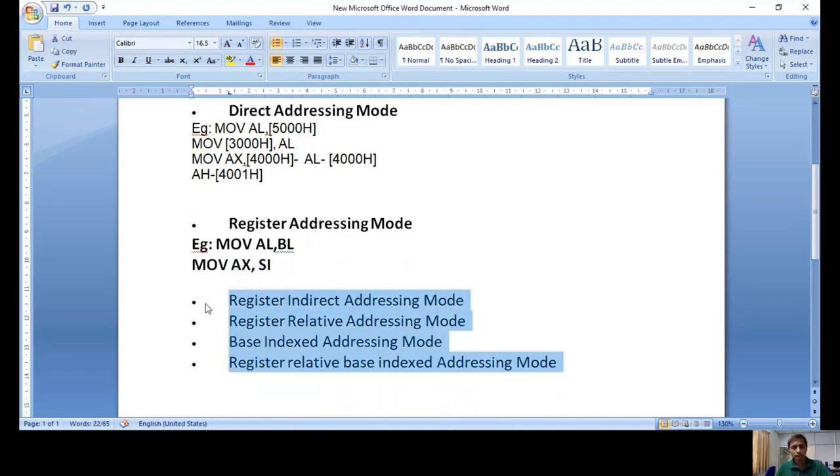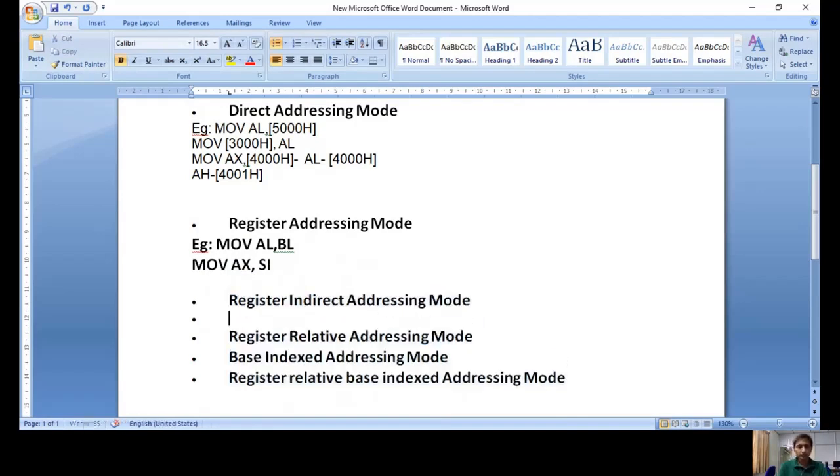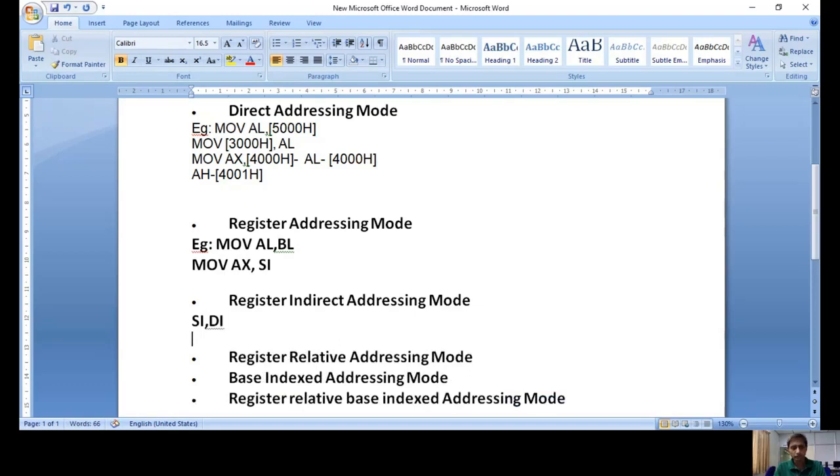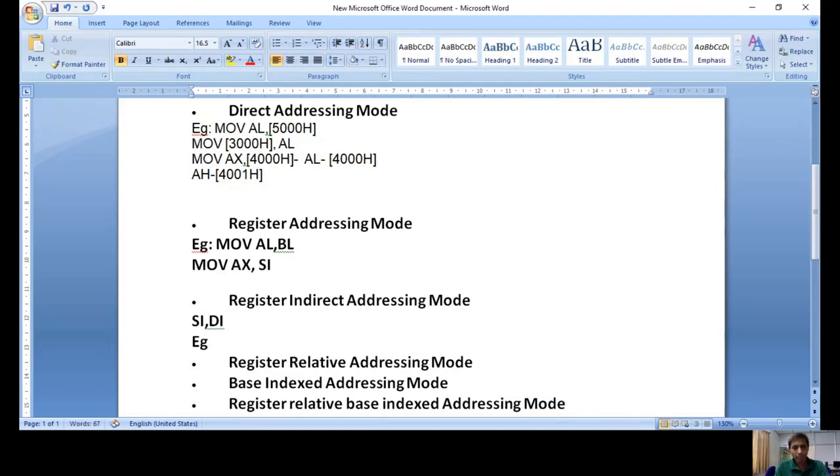Coming to register indirect addressing mode. The name itself says it is also one type of register addressing mode, but we use one register indirectly. Preferably, between the source operand and the destination operand, one must be a register that is declared indirectly. Let us see what indirectly means. Generally, for indirect addressing mode, we use the SI and DI registers as indirect registers. Let us see one example so we can understand easily.